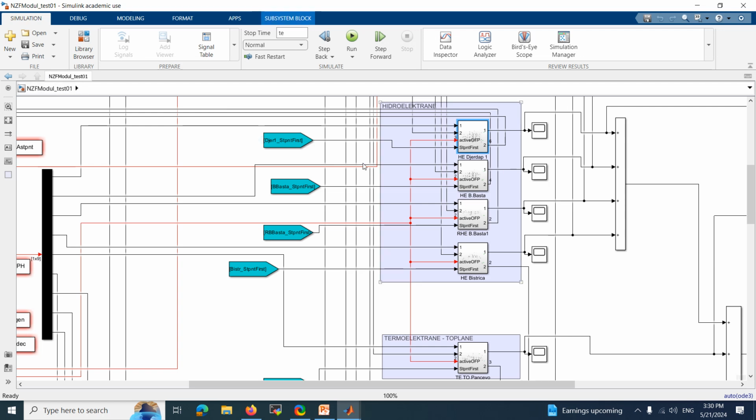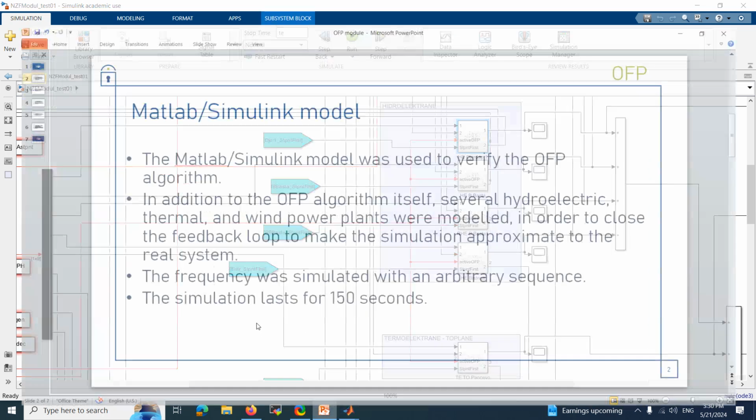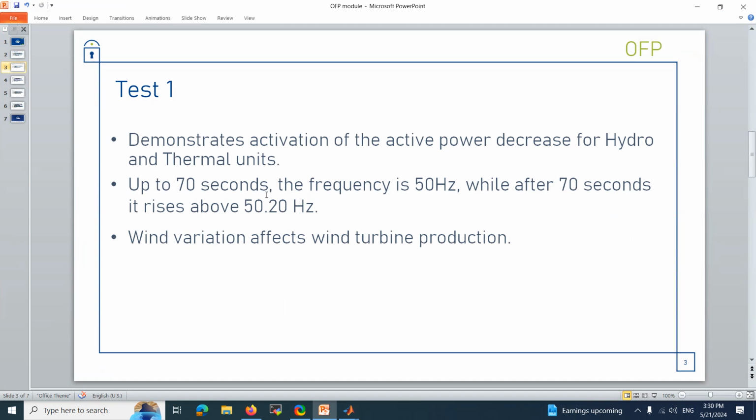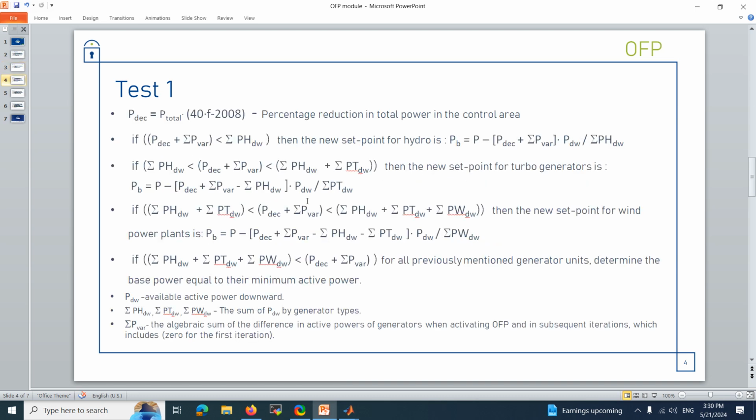Now let's start with our first test. Just to explain, the test shall demonstrate the activation of the active power decrease mechanism for hydro and thermal units. It will be simulated up to 7 seconds. The frequency is about 50 Hz, and then it rises to about 50.2 Hz. Also, a variation of wind speed is implemented, and consequently the production of wind turbines changes. The formulas for the active power decrease are briefly shown on this slide.